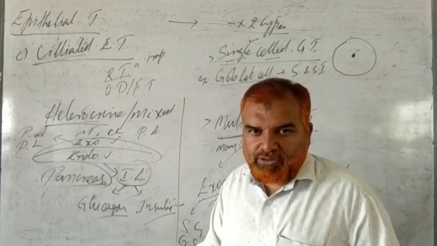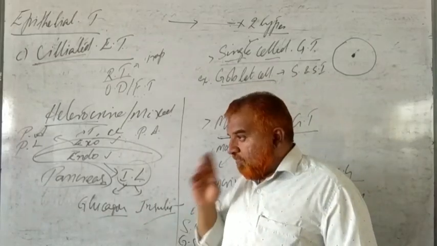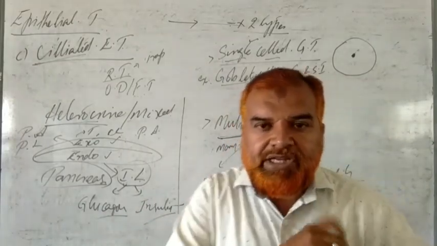I have told this in class also, most probably. Glucagon and insulin also come up in the digestion chapter. So here we complete simple epithelial tissue.